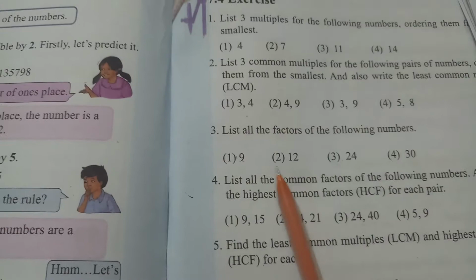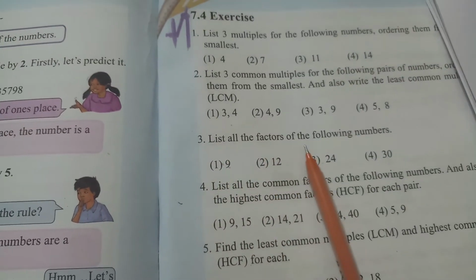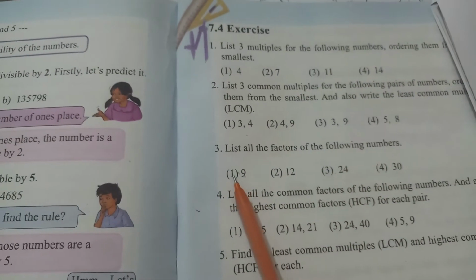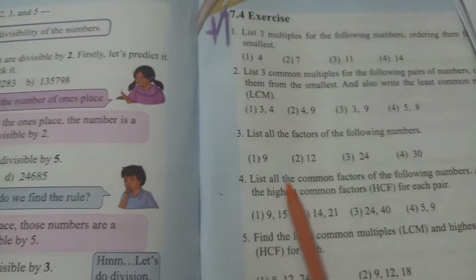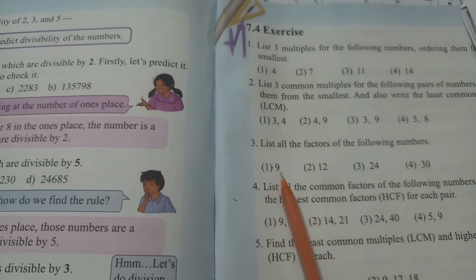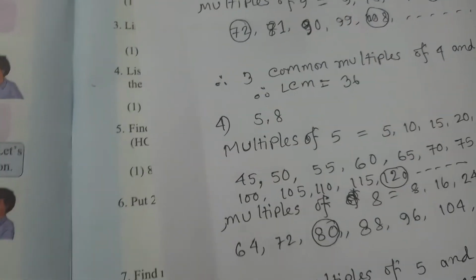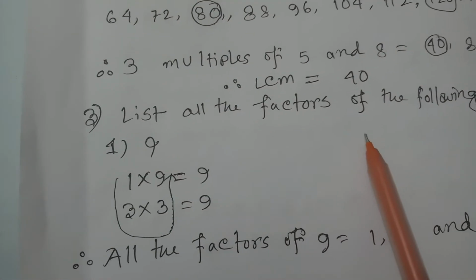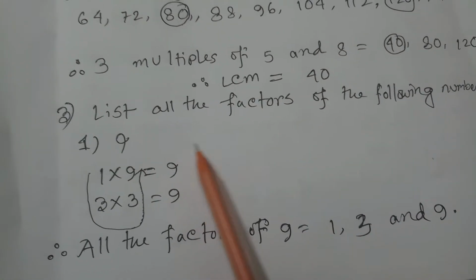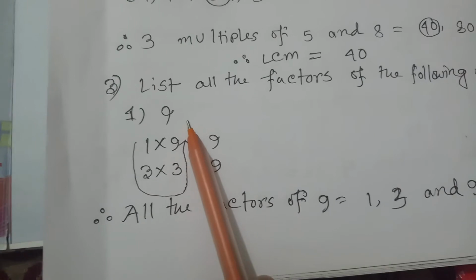Dear students, number 3: list all the factors of the following numbers. Number 1: 9. Factor, another name of factor is divisor. List given here, number 1: 9.